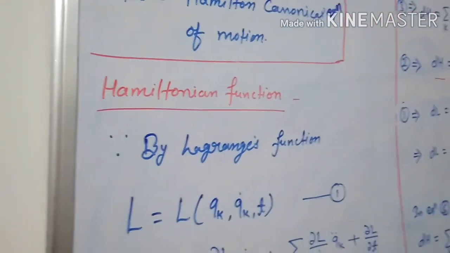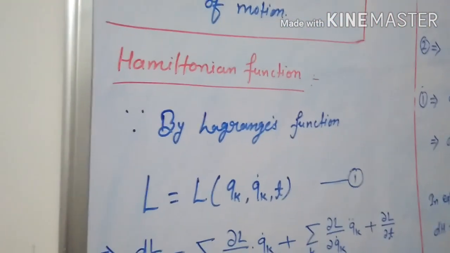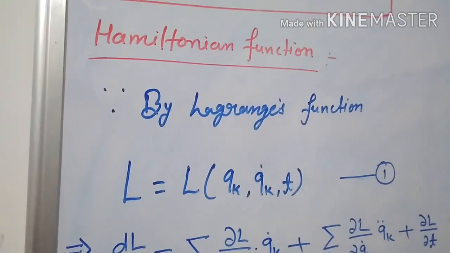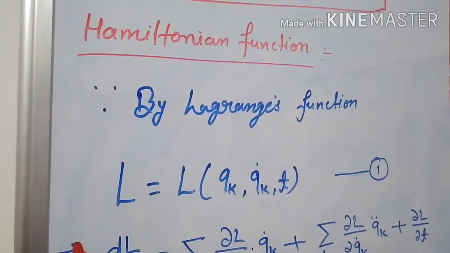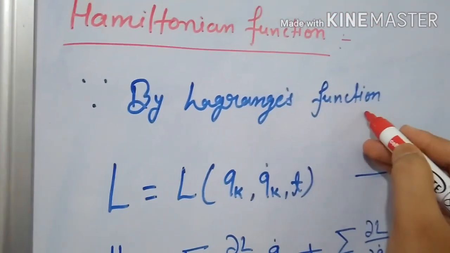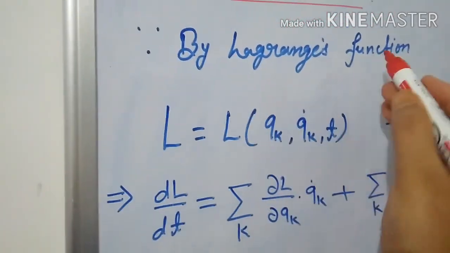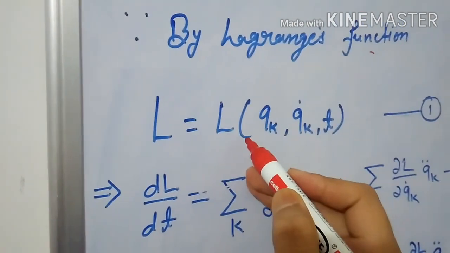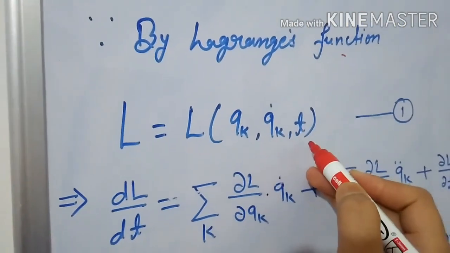Now, we derive the Hamiltonian function and the Hamilton canonical equations. To derive the Hamiltonian function, we take the Lagrange function. Since by the Lagrangian function, we know that it is expressed as L is equal to L of qk, qk dot, t, that is called equation number first.